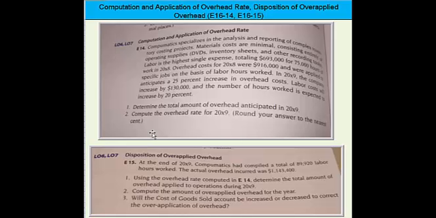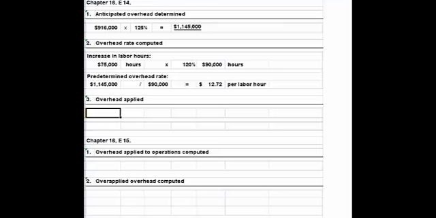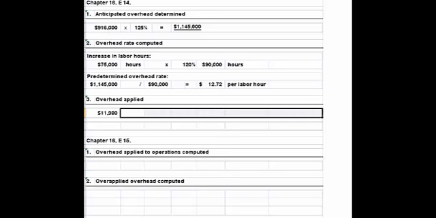Part 3 says during April of 2009, 11,980 labor hours were worked. Calculate the overhead amount assigned to April production. Okay, so if we jot in the 11,980, then all we do is multiply it times the $12.72, which for some reason doesn't want to show up. So I'll just type it in.